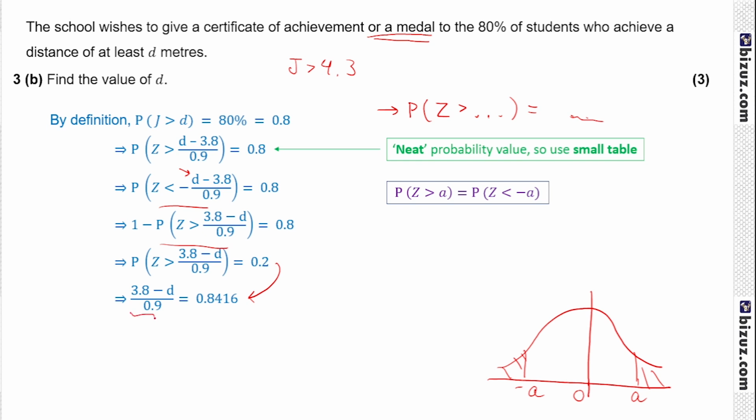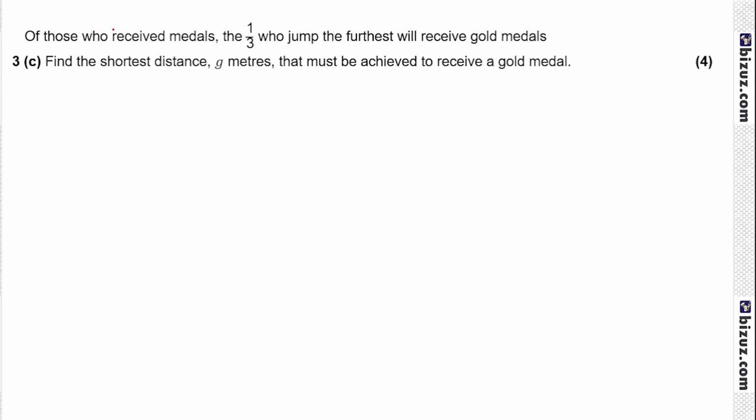Now this has to be the same as this. So from here we can get the value of d, which is 3.04256, or to three significant figures, it's 3.04. Of those who received medals, the 1/3 who jumped the furthest will receive gold medals. Now, as I've said before, this medal refers to what we saw in part A, J being greater than 4.3.